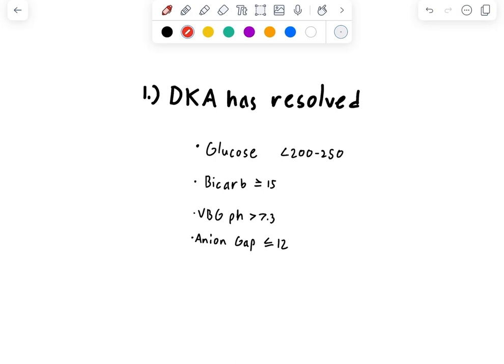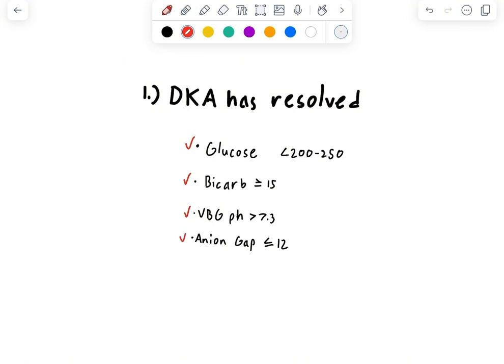First and foremost, you're going to want a glucose that is below 200 to 250. That's just the broader range I found when I was looking at resources online. Also, your bicarb should be greater than or equal to 15. Next is going to be your venous blood gas pH greater than 7.3. And then finally, most importantly, you want to make sure your anion gap is closed, so less than or equal to 12.